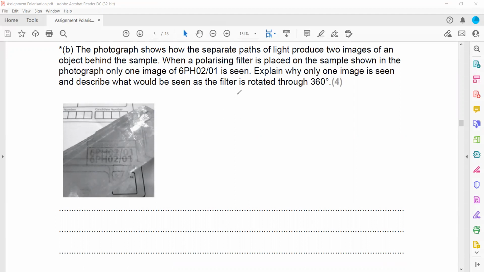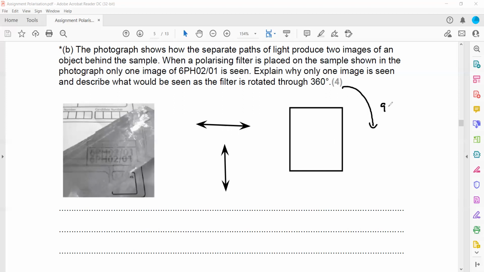So it is having both components. There is a horizontal component and there will be a vertical component. Now we are using a polarizing filter and we are rotating this polarizing filter first by 90, then by 180, then by 270 until 360. And we have to explain our observations, like what we will observe.